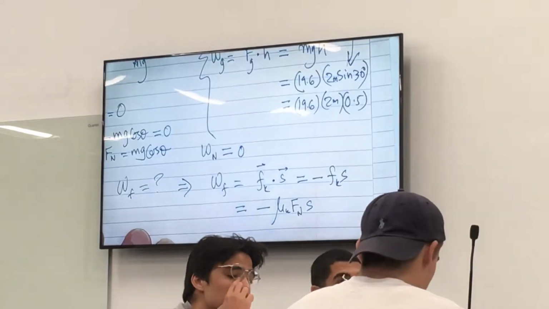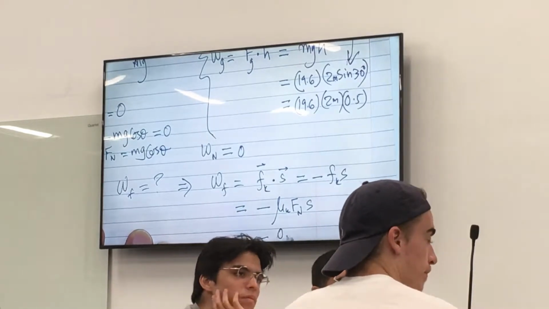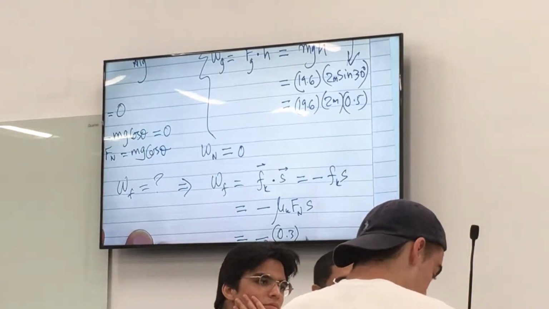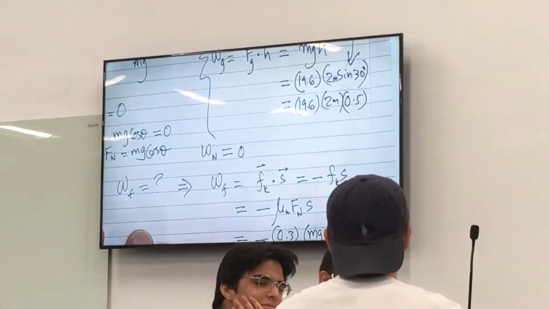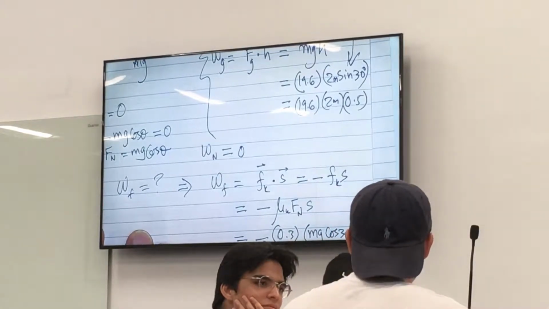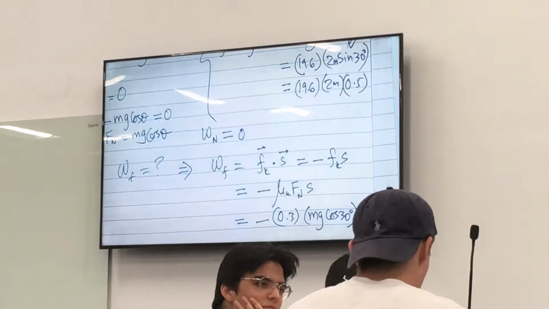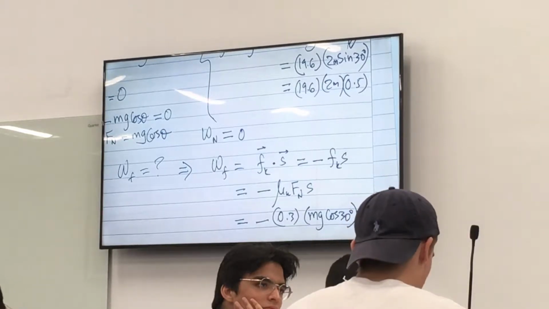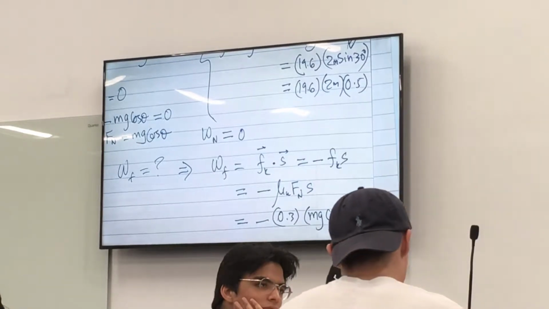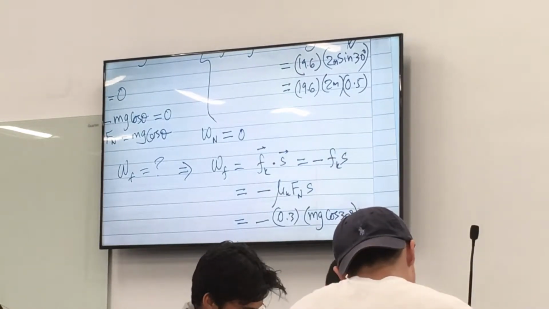So I think we are pretty close to the answer. So the minus mu k, I consider 0.3 in this case. Fn is going to be mg cosine 30 degrees times the displacement, which is 2 meters, and that's what your answer would be. Right? So any problem you see in chapter 6 now, you should be able to solve.